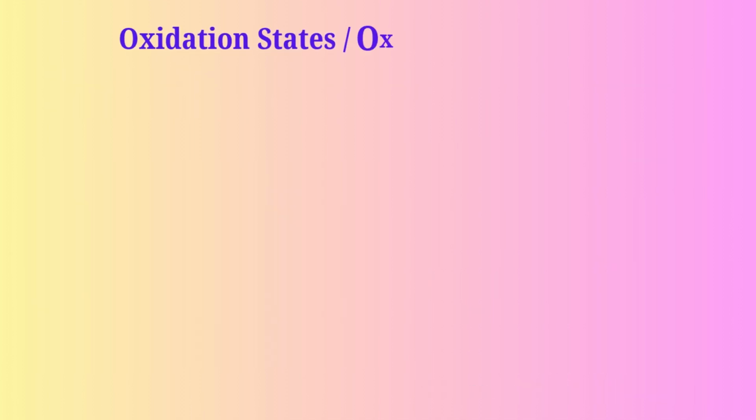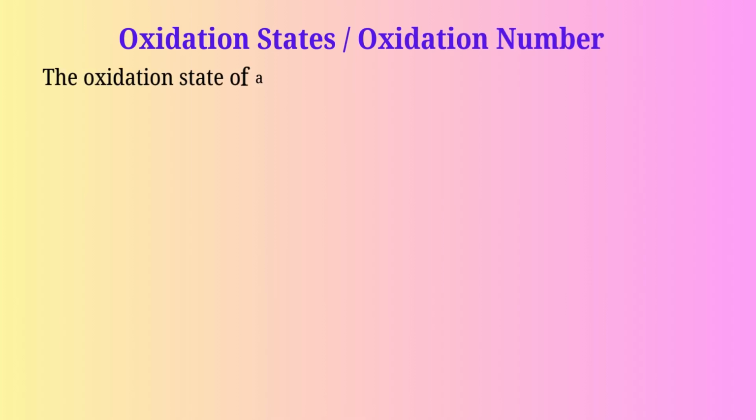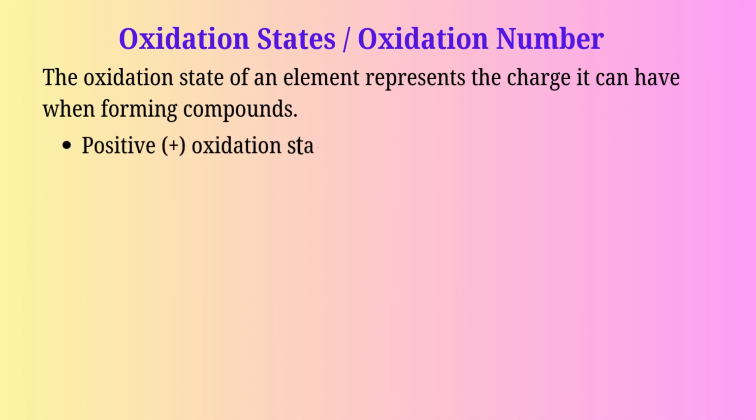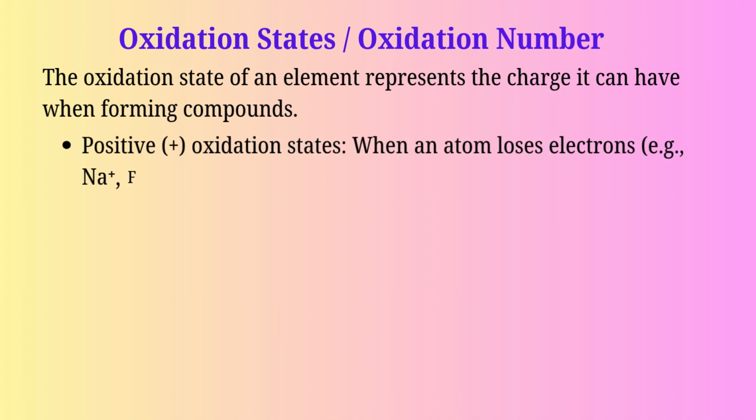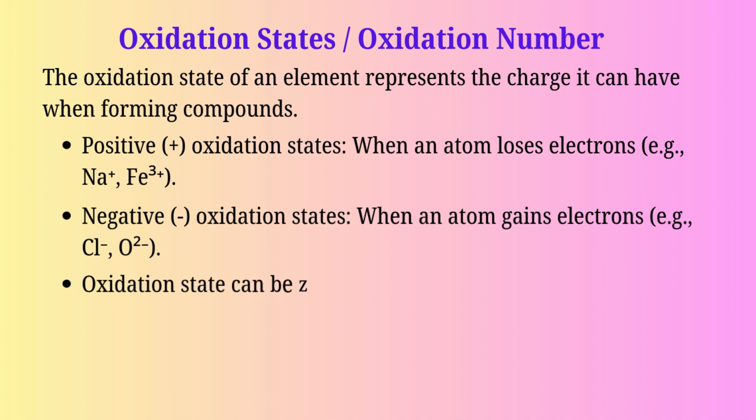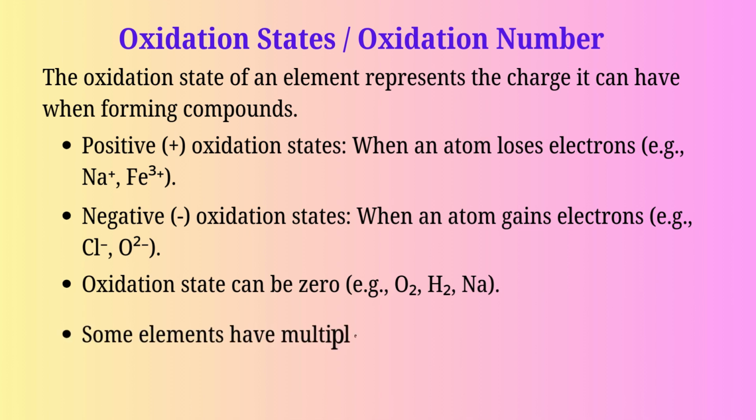The next is oxidation state or oxidation number. The oxidation state of an element represents the charge it can have when forming compounds. Oxidation states are positive when an atom loses electrons. Oxidation states are negative when an atom gains electrons. Oxidation state can be 0. Some elements can have multiple oxidation states depending on the compound they form.